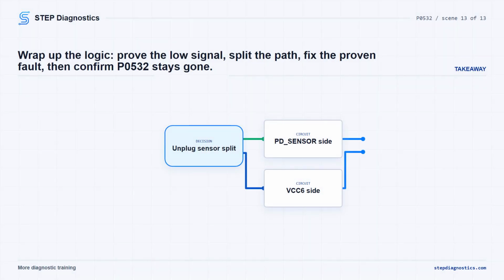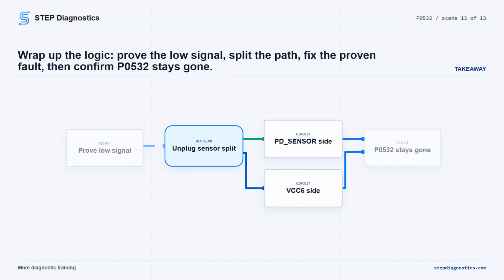Keep verification separate from the circuit tests. After the repair, update, or PCM substitution path is completed, verify the repair and confirm P0532 stays gone under the operating conditions that expose the fault.